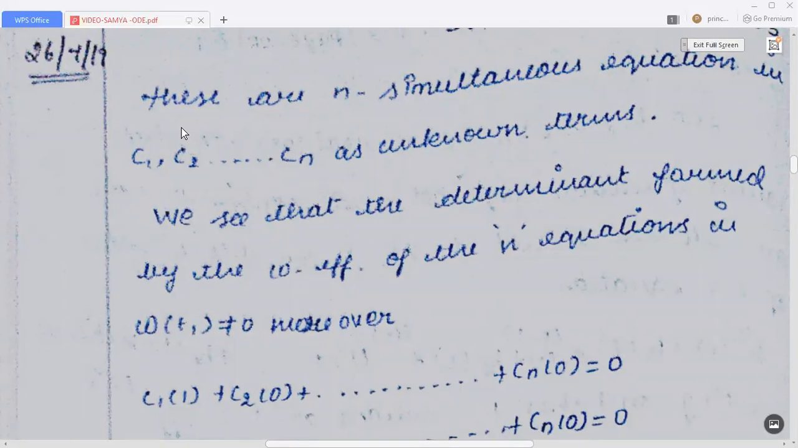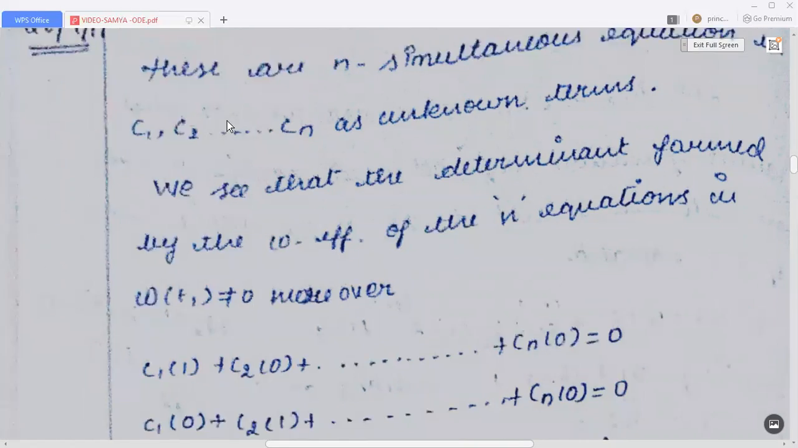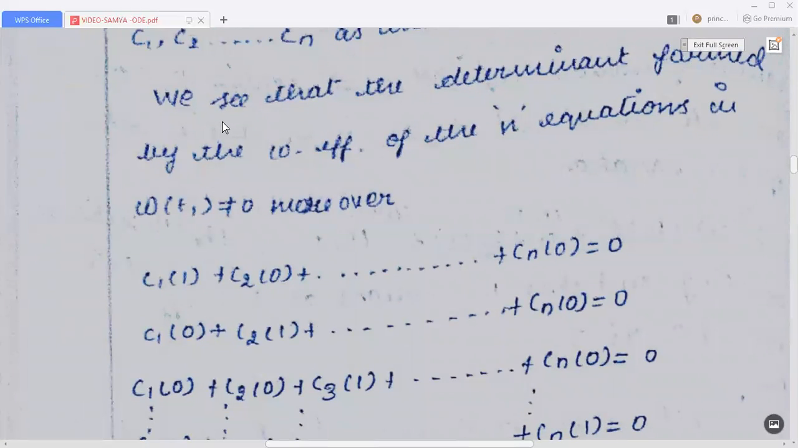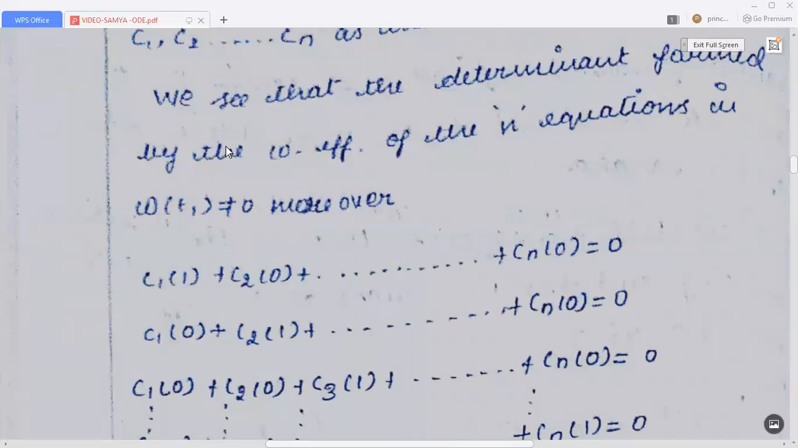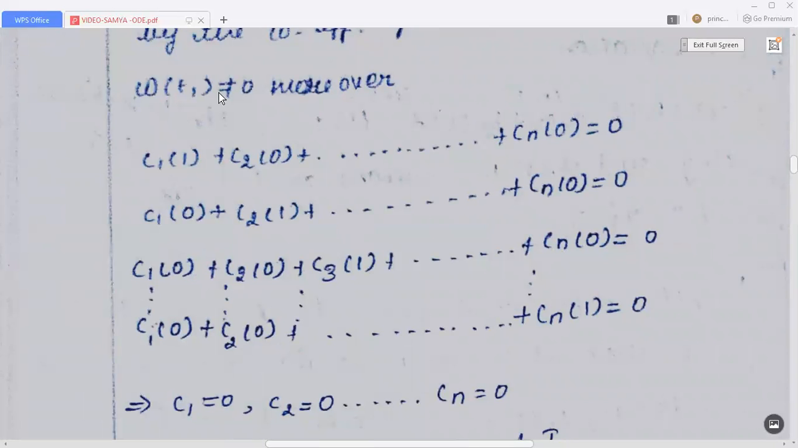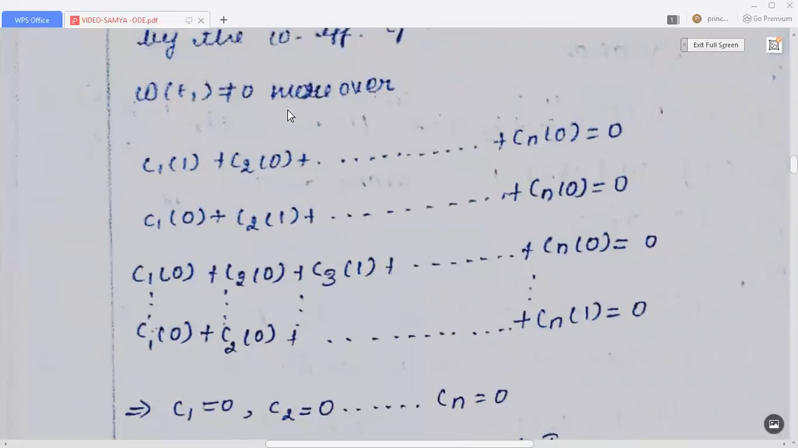These are n simultaneous equations in C1, C2, C3, etc., Cn as unknown terms. We see that the determinant formed by the coefficients of the n equations, the Wronskian W of t1, is not equal to 0.